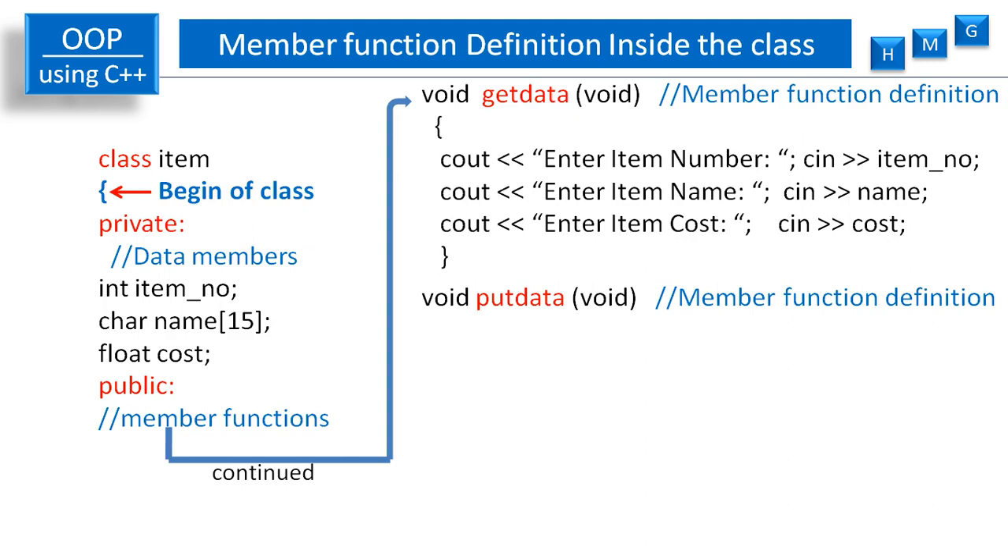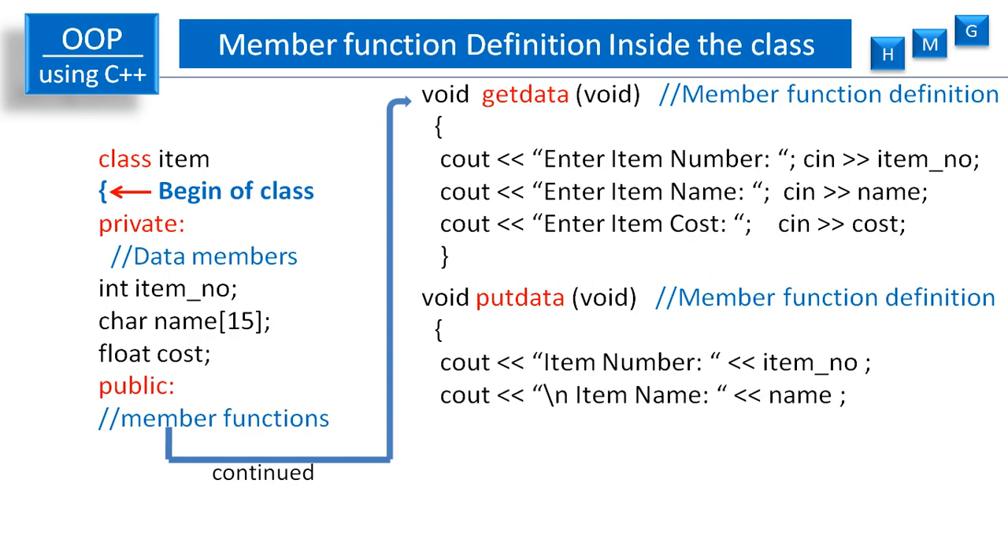Second, now I will start with the put data function definition. Here again the return type is void, put data, function name, void means no argument. So this is the header line of second member function, that is put data. Let us write the code for put data function. Display item number using cout, display item name, display item cost, empty return, as this function is not returning any value, it is a void function, so it is empty return, end of the function.